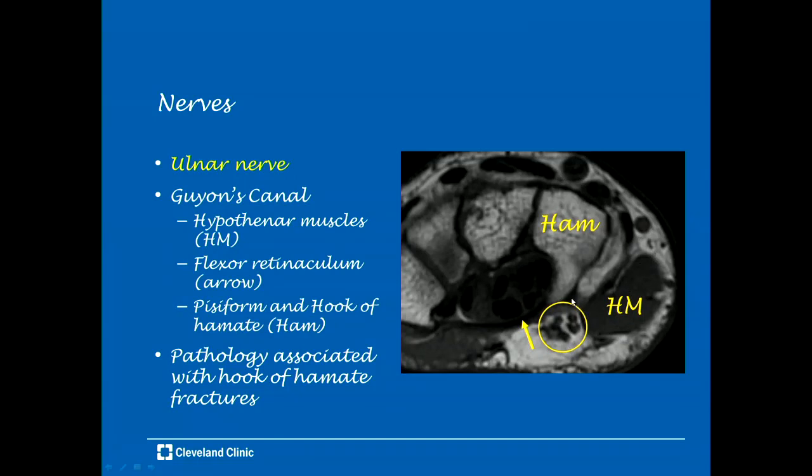The ulnar nerve, on the other hand, also lies within a fibroosseous tunnel referred to as Guyon's canal, which is bordered by the hypothenar muscles, the flexor retinaculum, and either the hook of the hamate or the pisiform, depending on the level. As a result of this tight space, there can be pathology associated as a result of any of the bordering structures, and the most common of which is fractures of the hook of the hamate, which can result in ulnar nerve abnormalities.